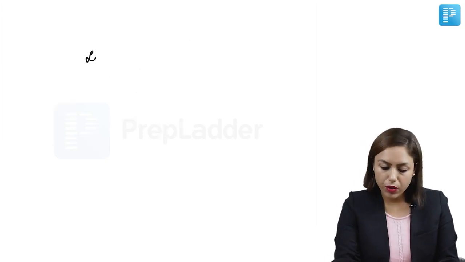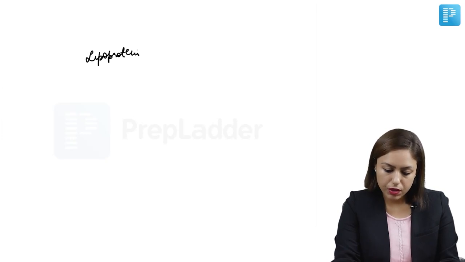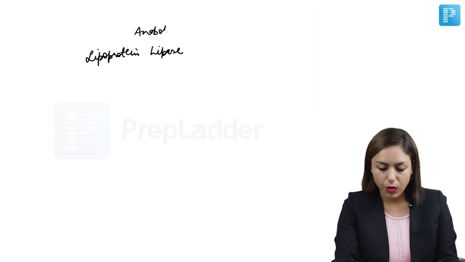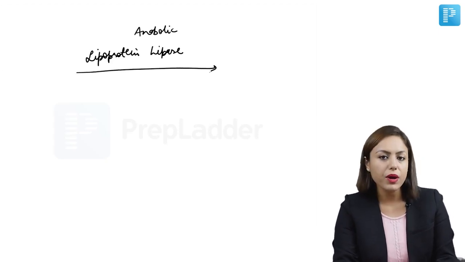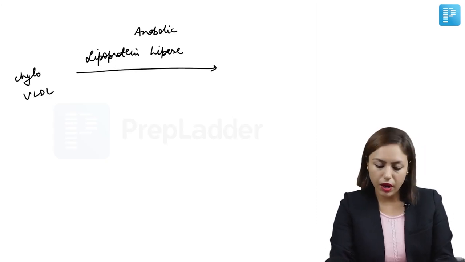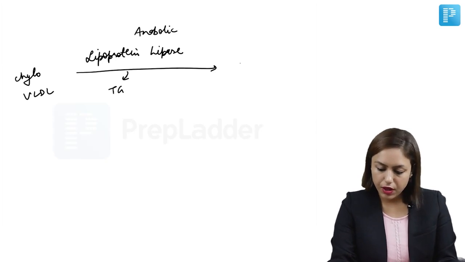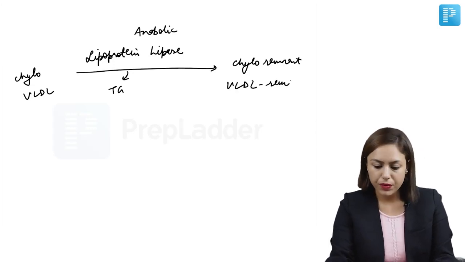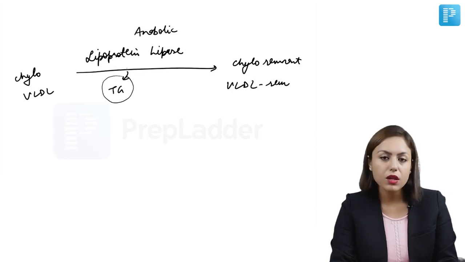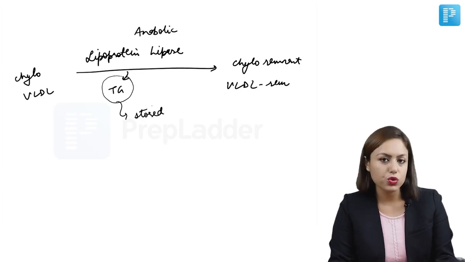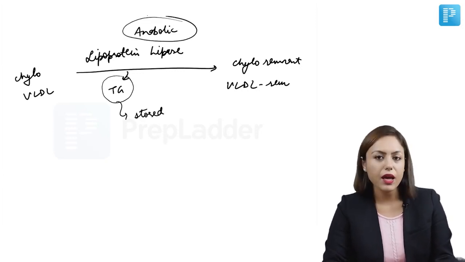Then I already told you about lipoprotein lipase enzyme in the starting, that this is an anabolic enzyme. So it will be activated by insulin. So what this enzyme is doing, it is converting chylomicron and VLDL into their remnants, chylomicron remnant and VLDL remnant, right? And in this process, triglyceride is getting lost from them, right? And this triglyceride is getting stored in adipose tissue, right? So that's why this enzyme is anabolic enzyme.